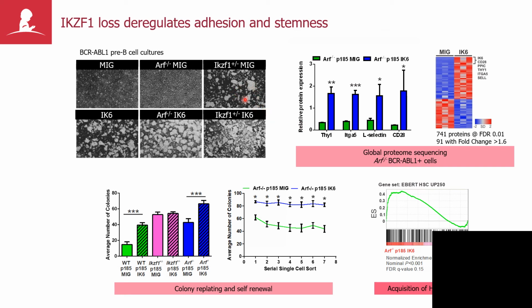And this is microscopy of cell cultures showing these Ikaros mutant cells adhering to each other. This is because when Ikaros is mutated, it de-represses expression of adhesion molecules and stem cell pathways. So we see de-repression of adhesion molecules such as Thy1, integrins, and selectins. And we see enhanced self-renewal. This is shown here with enhanced colony-forming ability of Ikaros mutant cells and acquisition of stem-like gene expression programs as shown here.